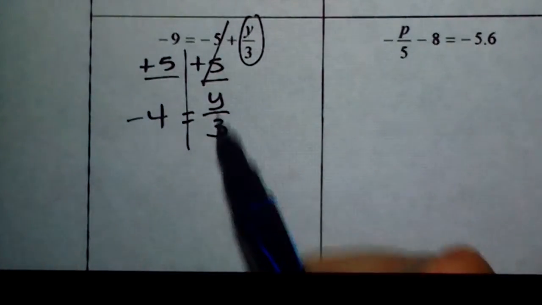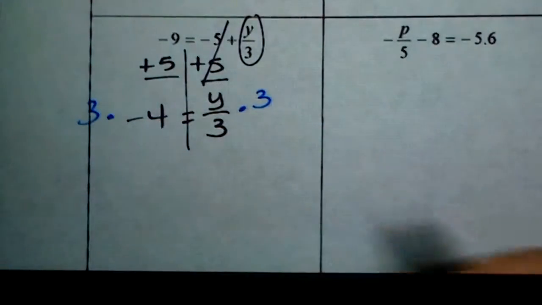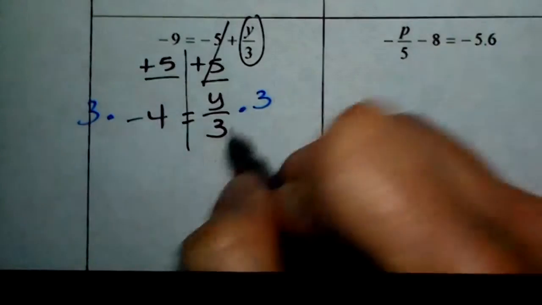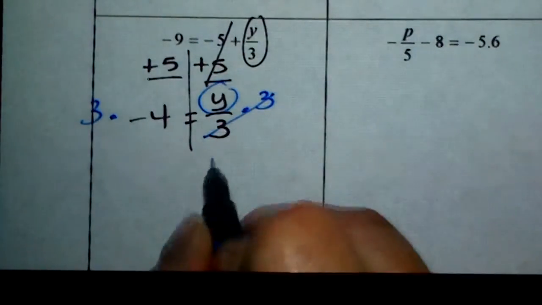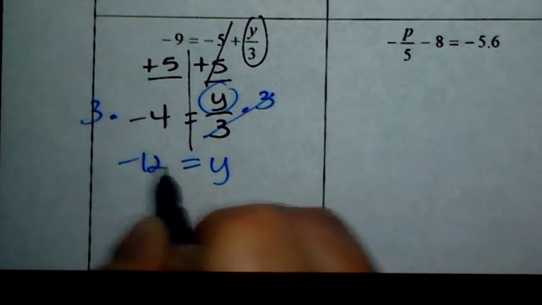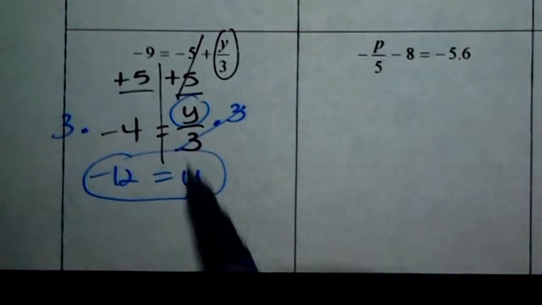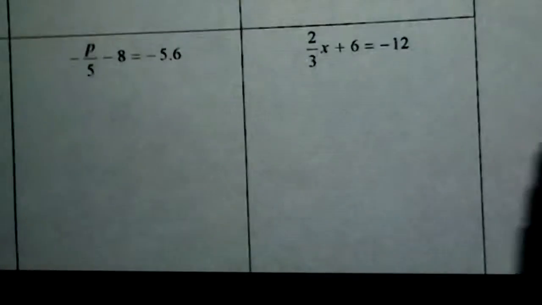Now to get y alone, I need to undo dividing by 3. We undo division with multiplication. And whatever you do to one side, you have to do to the other. So those 3's are gone. Y is now by itself, a loner, a rebel without a cause. 3 times negative 4 is negative 12. And now we're done. I like it, so I'm going to put a ring on it. Alright, next.